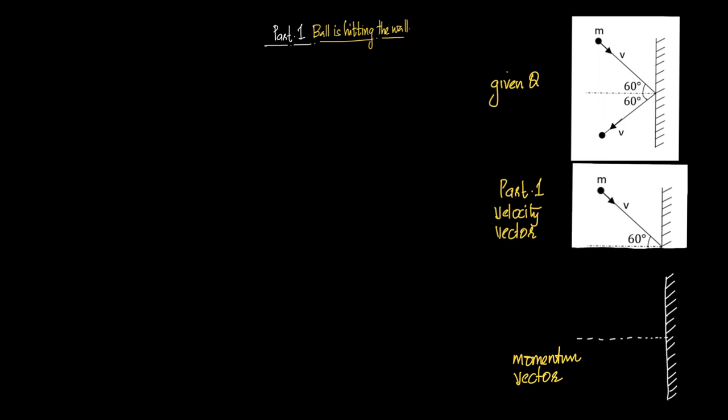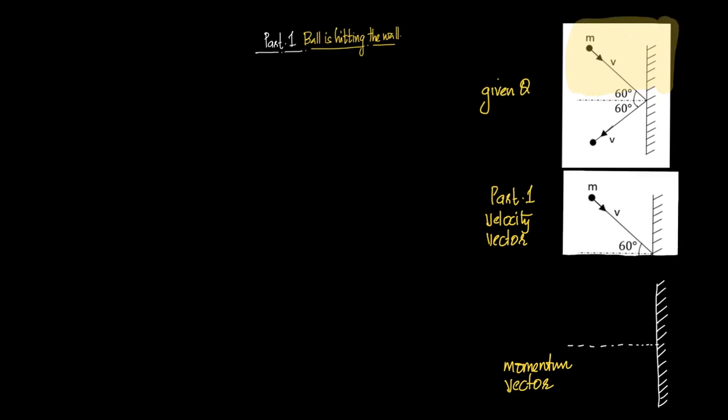What do I mean by part 1? When I say part 1, I mean we are discussing only this shaded region, this portion of the event that we are going to see. We are going to discuss only the region where the ball is actually hitting the wall. This will be part 1.